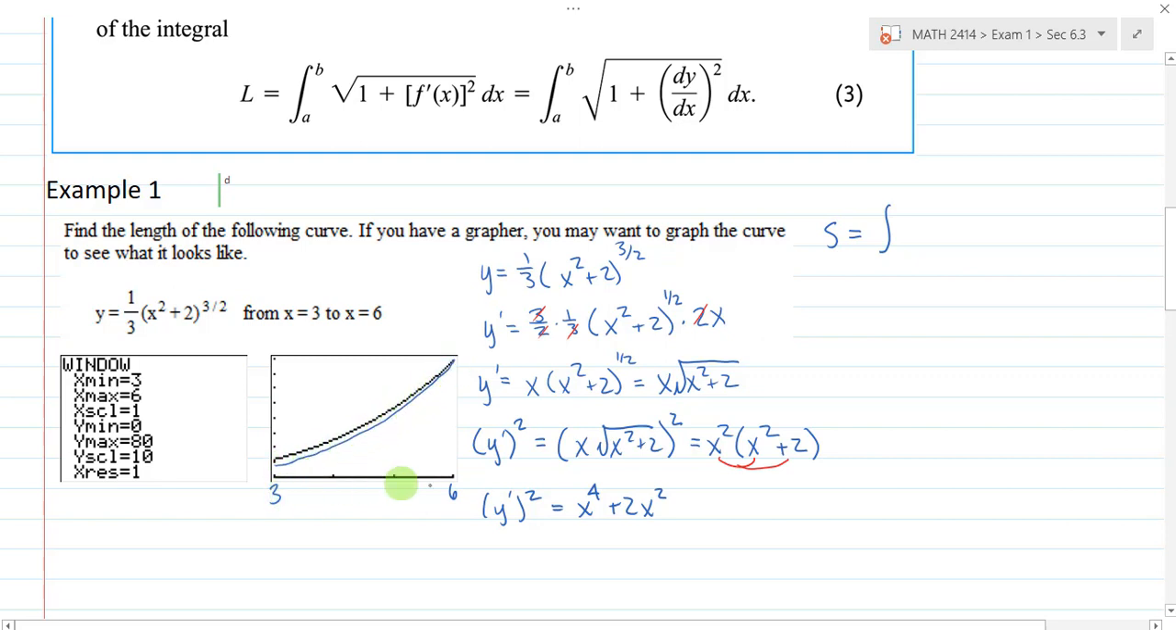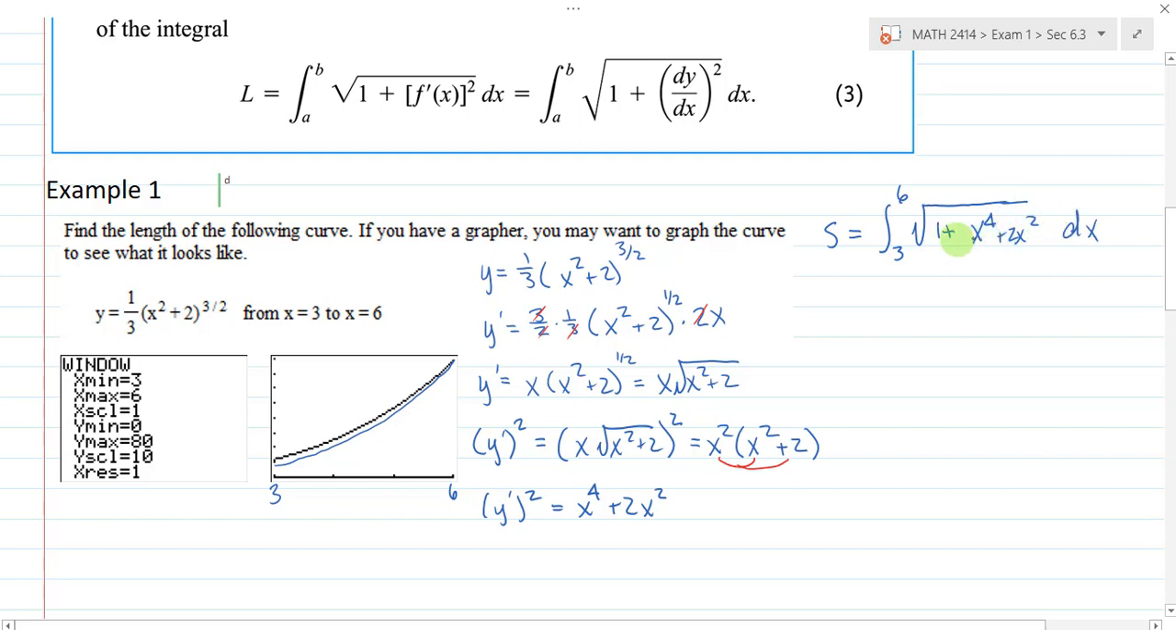So the bounds on x will be the bounds on my integral. And then my integrand is going to be the square root of 1 plus the derivative squared. I've already found the derivative squared, so that's going to be x to the 4th plus 2x squared dx. Then we need to evaluate this integral.